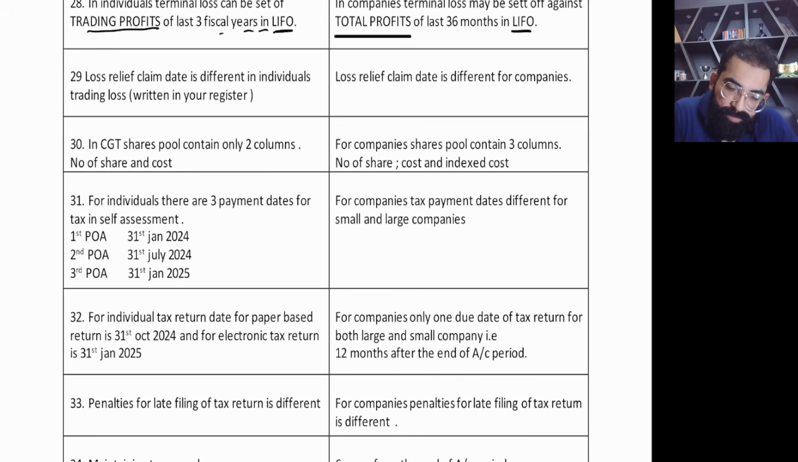In CGT, the shares pool normally contains 2 columns, number of shares and cost. But in companies, you have an option. You can make 3 columns: number of shares, cost, and index cost. But nowadays, in the latest past papers, they only make 2 columns in companies as well: number of shares and index cost.